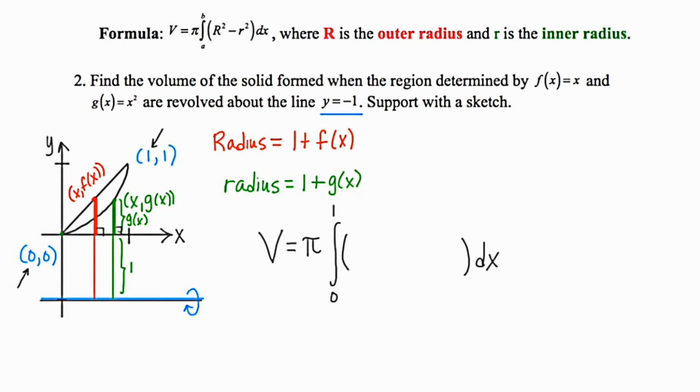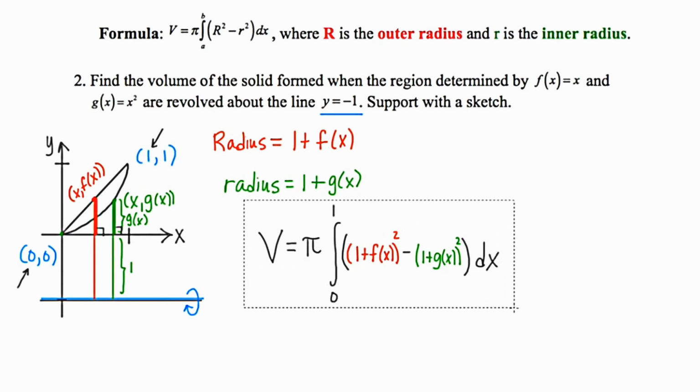And now I need to write an expression for the outer radius, which is the red, but then I need to square it, and then from it I need to subtract the inner radius, which will be green, and that's 1 plus g of x squared. So this definite integral gives the volume of the region shown if revolved about the line y equals -1. Let's take a look at a third example.